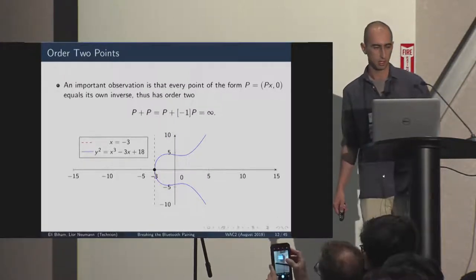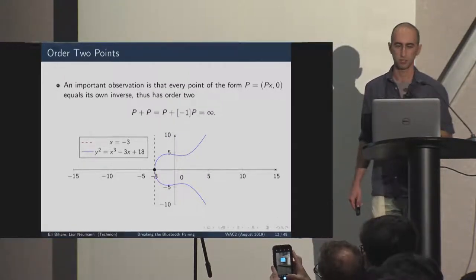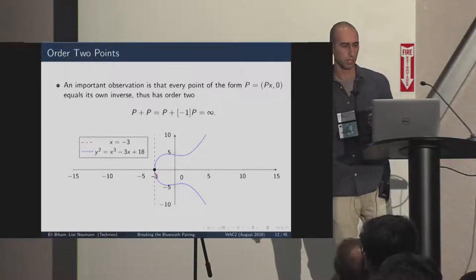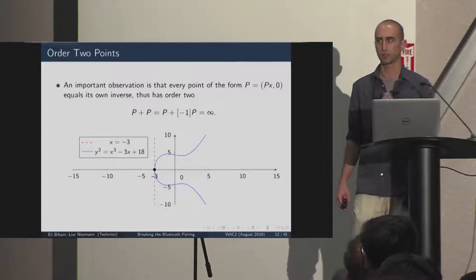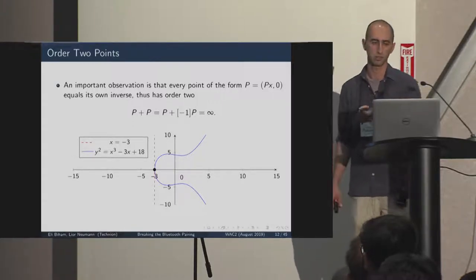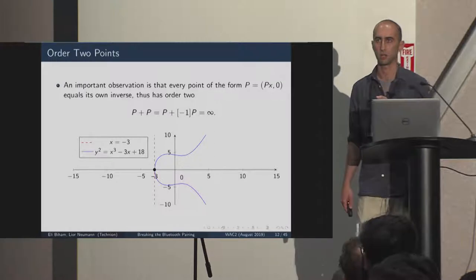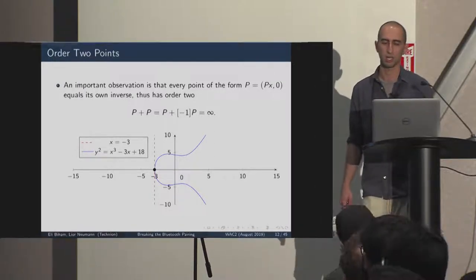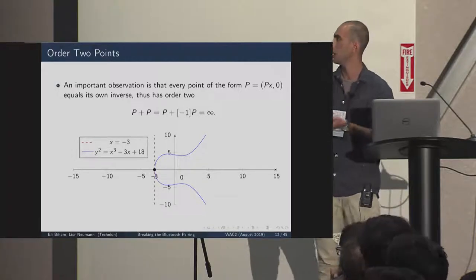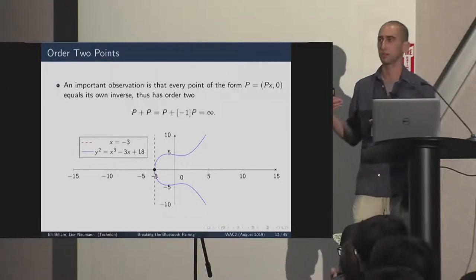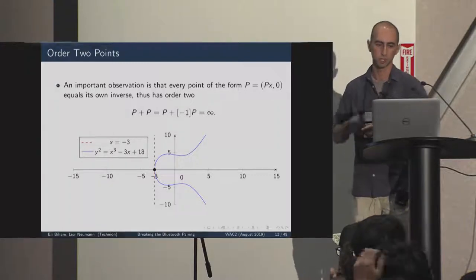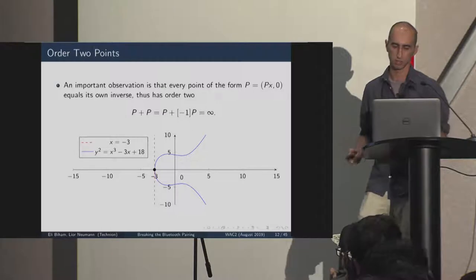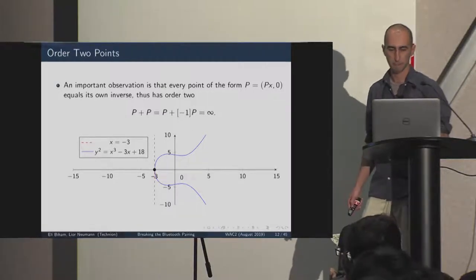Finally, I want you to notice a last observation, which is that there are some special points that have an order of two. That means that if you add these points to themselves, you will always get the identity element. The simplest way to see that is that if the y-coordinate equals zero, then when you negate the y-coordinate, when you get the inverse of this point, you will always get the same point, and therefore adding them to themselves will give you the identity element.